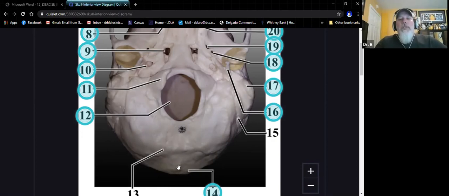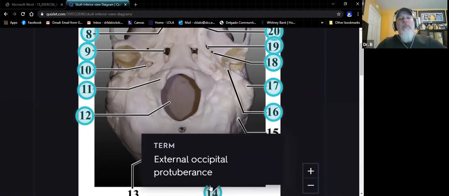At the posterior, right here, this little knot that we can see on the back of our skull, which you can feel if you reach back on the back of your head, this is on the occipital bone as well, okay? And it's a bump, which we call a protuberance. And because it's on the outside, it's the external one, because there is one on the inside as well. So this is the external occipital protuberance.